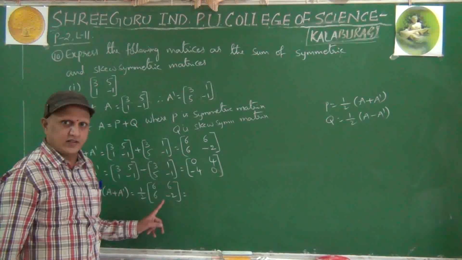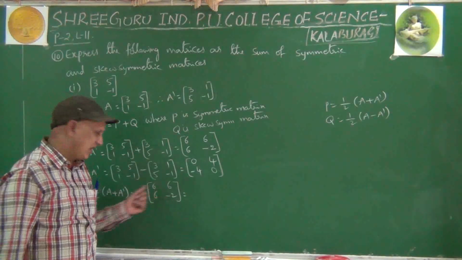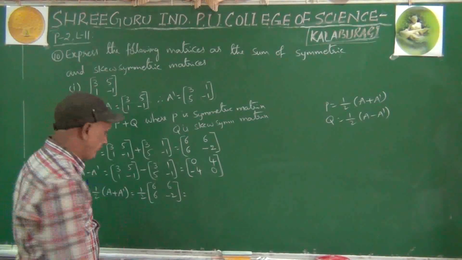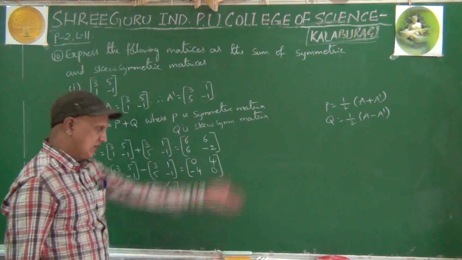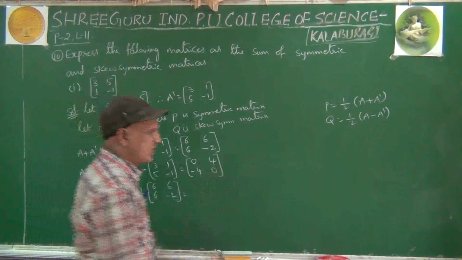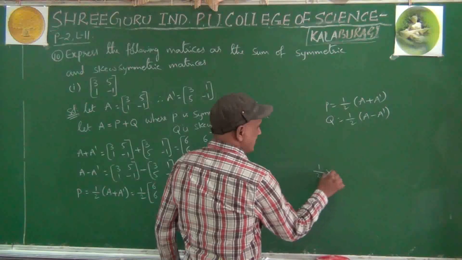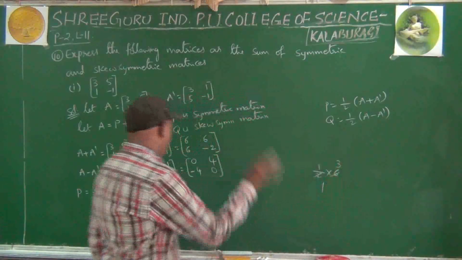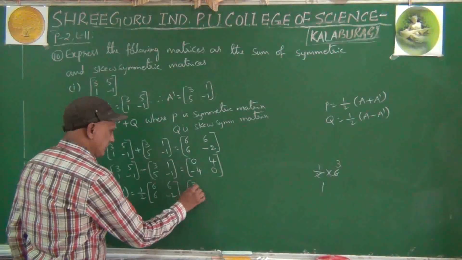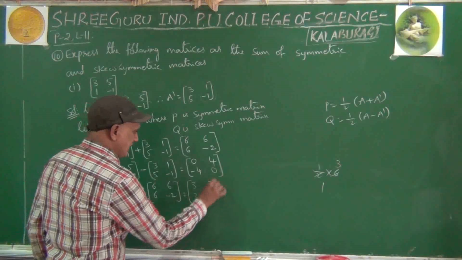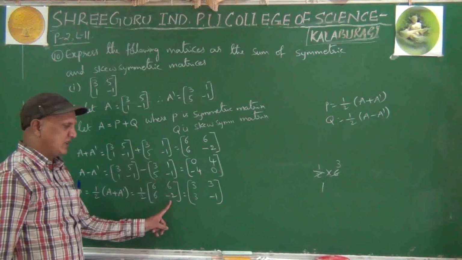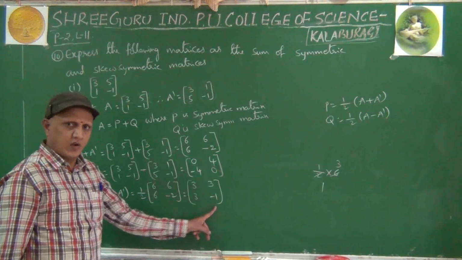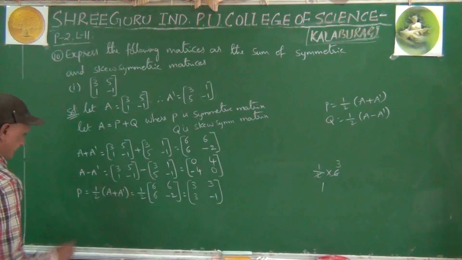Scalar multiplication. Every element we have to multiply with 1 by 2. 6 into 1 by 2, you calculate in rough. 4th standard concept, that is 6 into 1 by 2, 2 1s are 2, 2 3s are 6. That you have to calculate. 3, 3, 3 minus 1. 1 by 2 into minus 2 is minus 1. Okay now, so this is P.